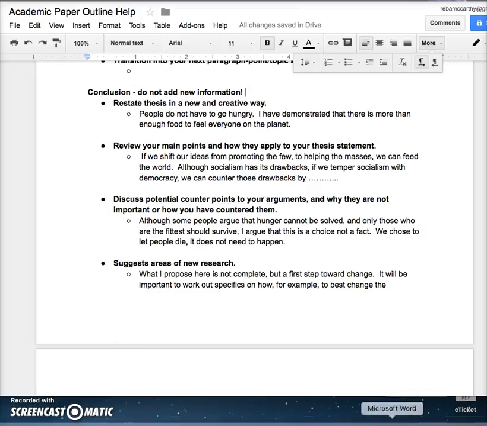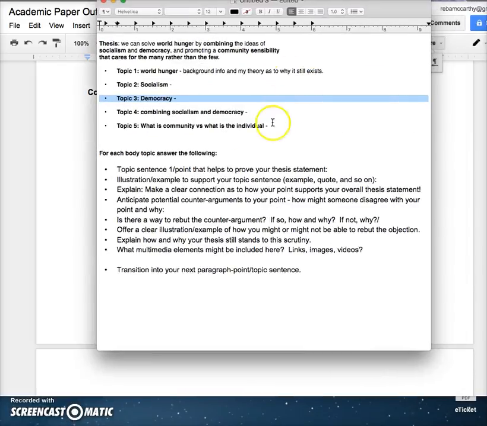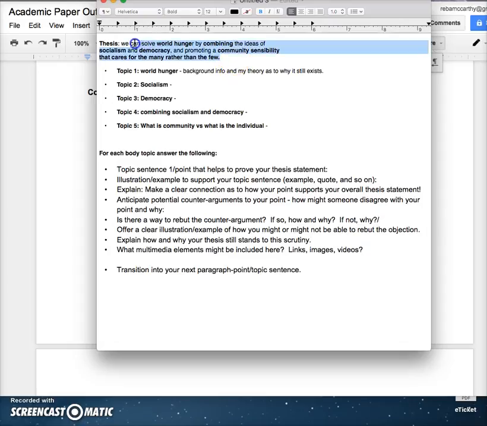Now, we decided that we were doing world hunger, right? And if I bring up my world hunger paper, our thesis statement was we can solve world hunger by combining the ideas of socialism and democracy and promoting a community sensibility that cares for the many rather than the few. When we dissected this thesis statement, we found that we had 5 major topics that we had to cover in the body of our paper in order to prove our thesis.